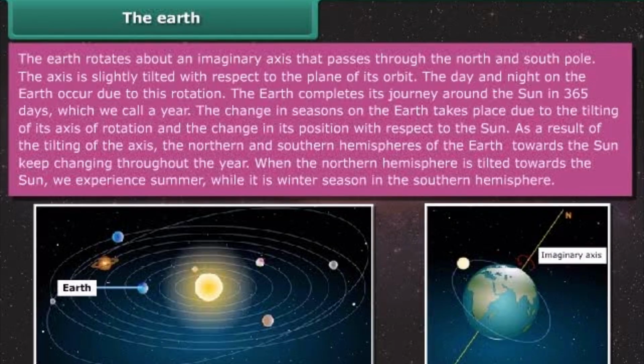As a result of the tilting of the axis, the northern and southern hemispheres of the Earth towards the Sun keep changing throughout the year. When the northern hemisphere is tilted towards the Sun, we experience summer, while it is winter season in the southern hemisphere.